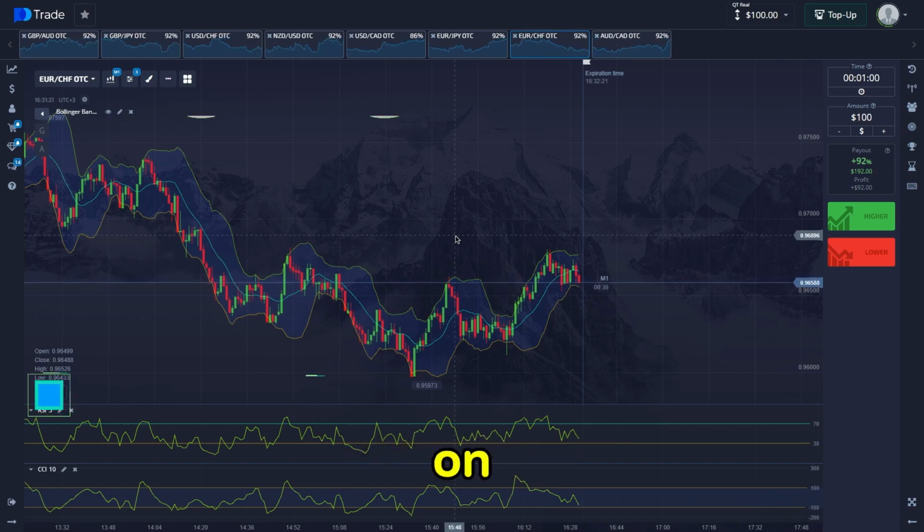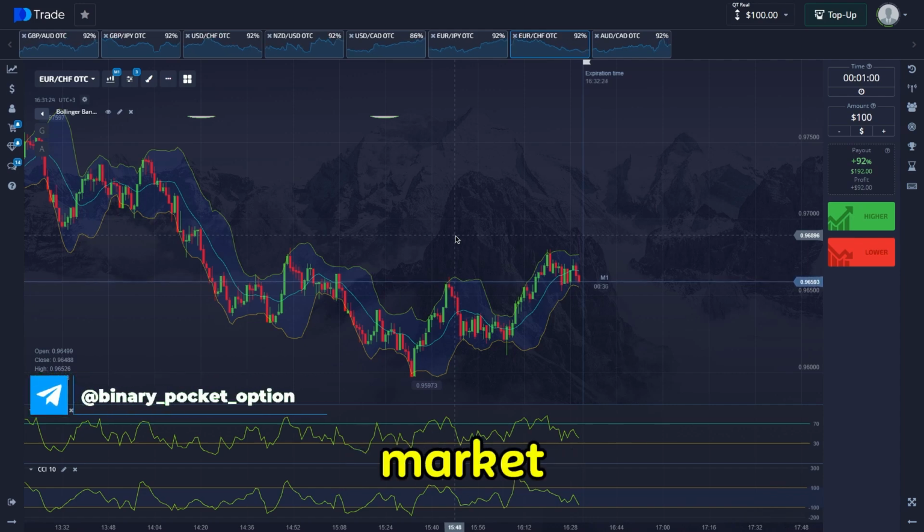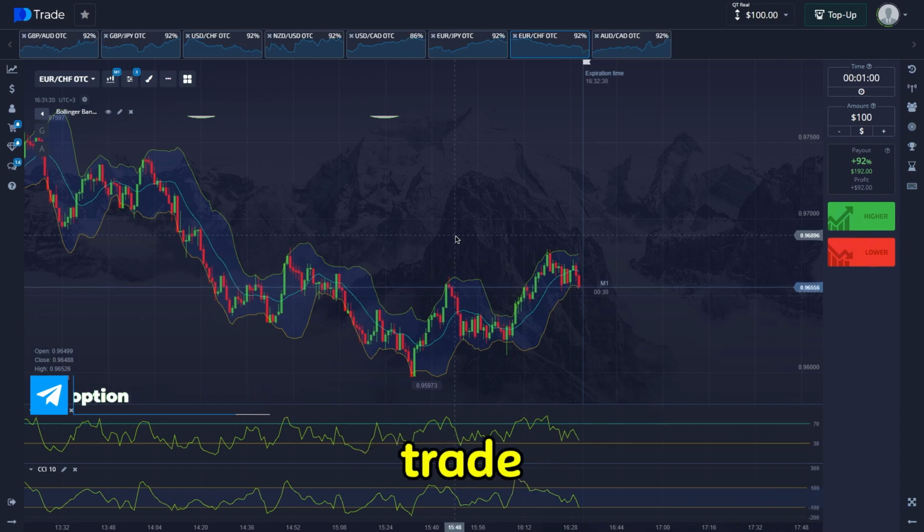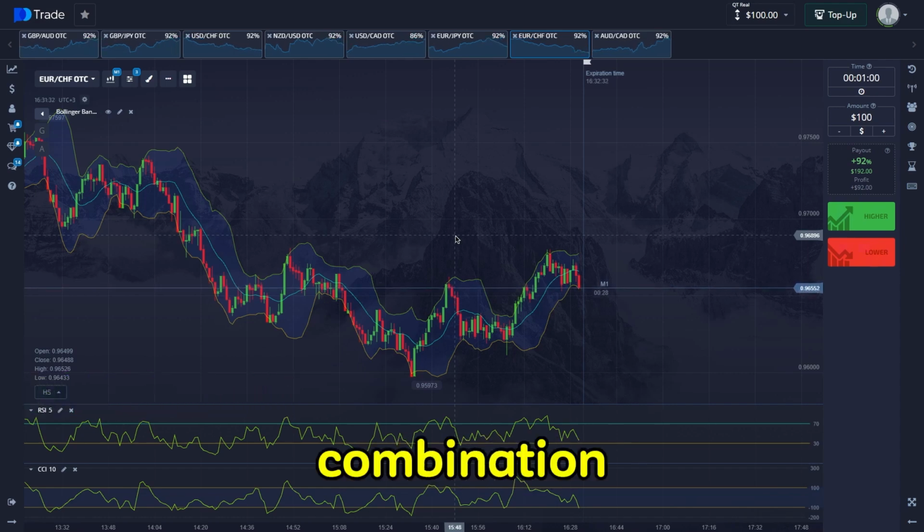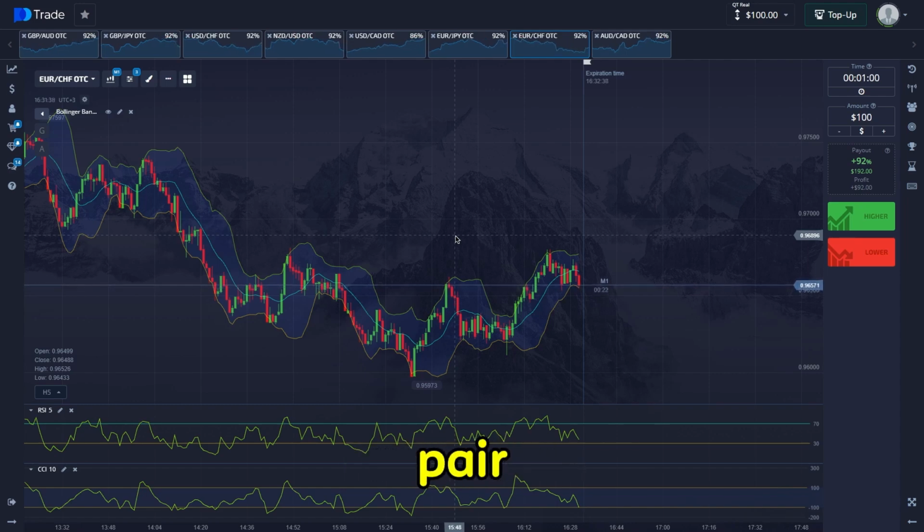We have high interest rates on payments today, since we have a market for OTC. In general, a simple strategy is being analyzed today. As I trade, you will understand how to correctly use a combination of this indicator and these oscillators. So let's get started and select the first currency pair.